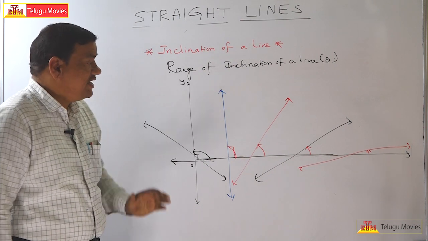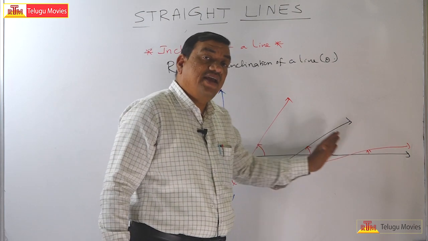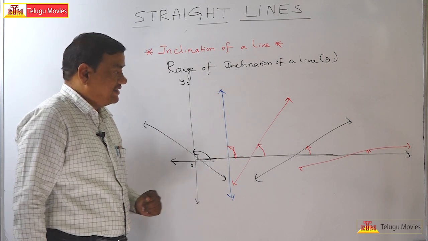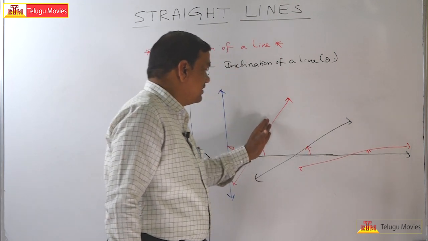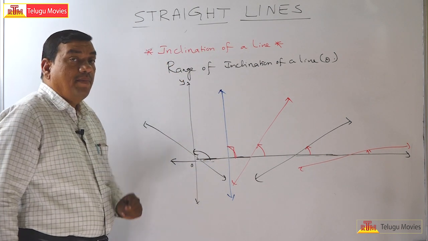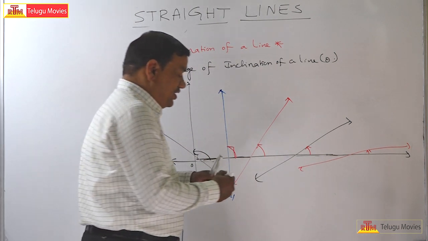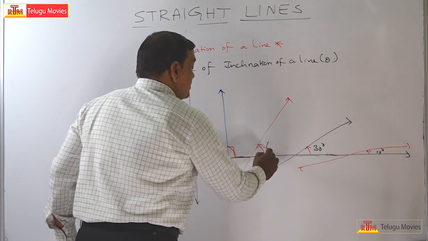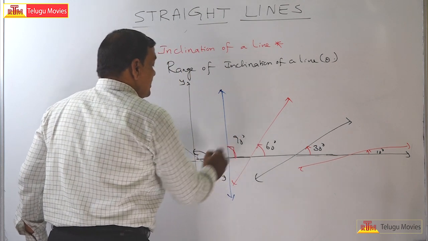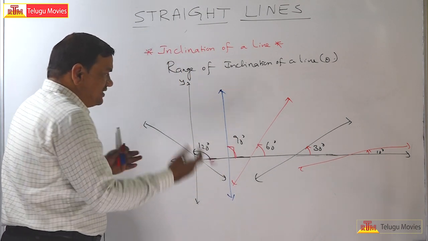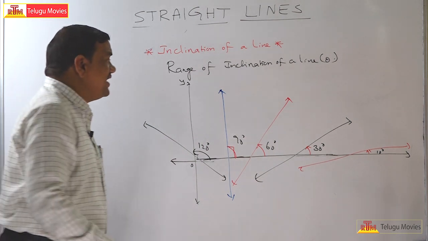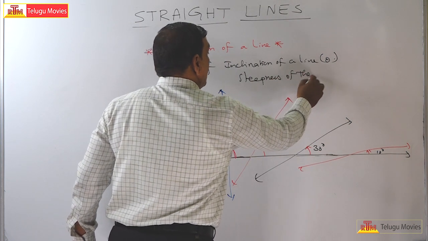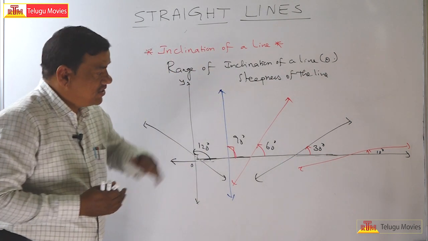See the straight lines here. I have taken various lines making different angles with the x-axis. The first line, second line, third line, fourth line, fifth line. By telling the angle, for example, some is 10 degrees, some is 30 degrees, some is 60 degrees, 90 degrees, some is 120 degrees. By telling this angle, we can tell the steepness of the line. How far is the steepness?